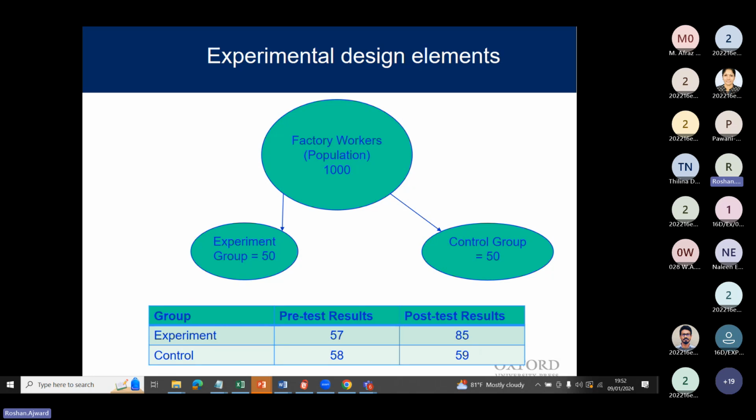So your conclusion is this training program is effective. And what's your recommendation? The factory manager could use the consultant to do what? To train all 1,000 employees.